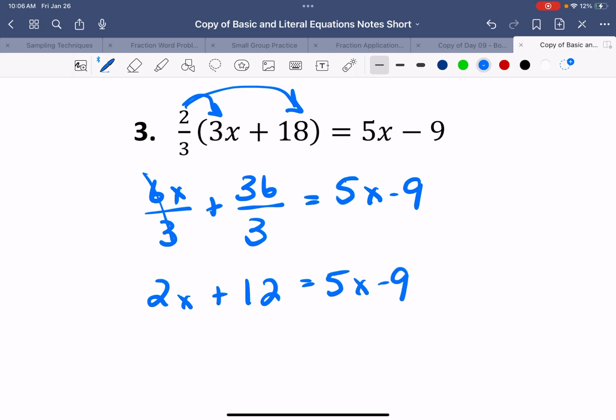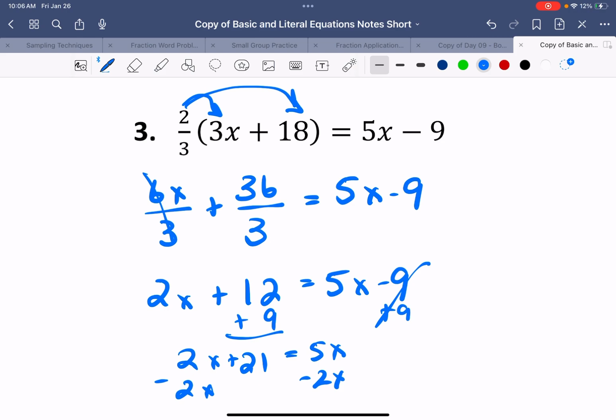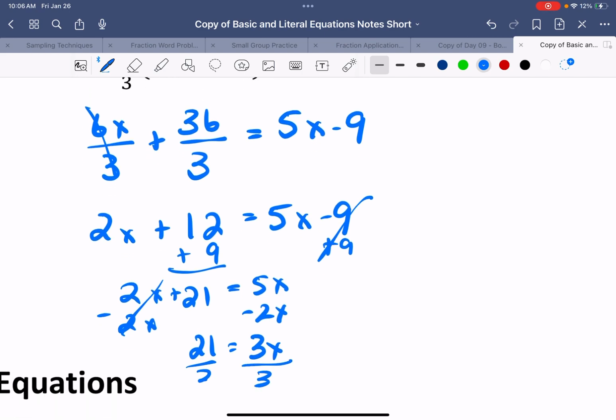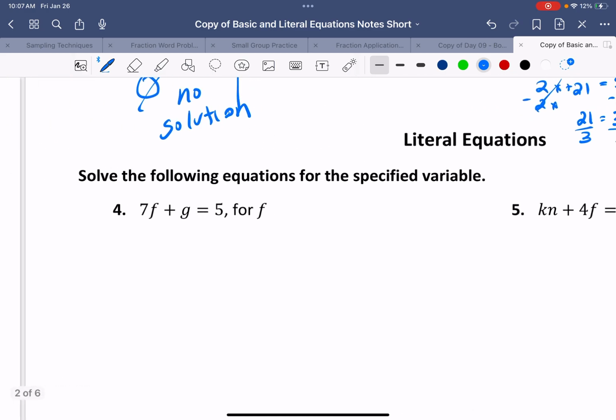Okay, now I'm going to move things over. All right, so I'm going to add 9 to this side, add 9 to this side. I'm going to get 21. That goes away. So I have 2x plus 21 equals 5x. And then I'm going to subtract 2x and bring it to this side. And I'm left with 21 equals 3x. Now, using PEMDAS, I'm just going to divide both sides. x is equal to 7. Sweet.